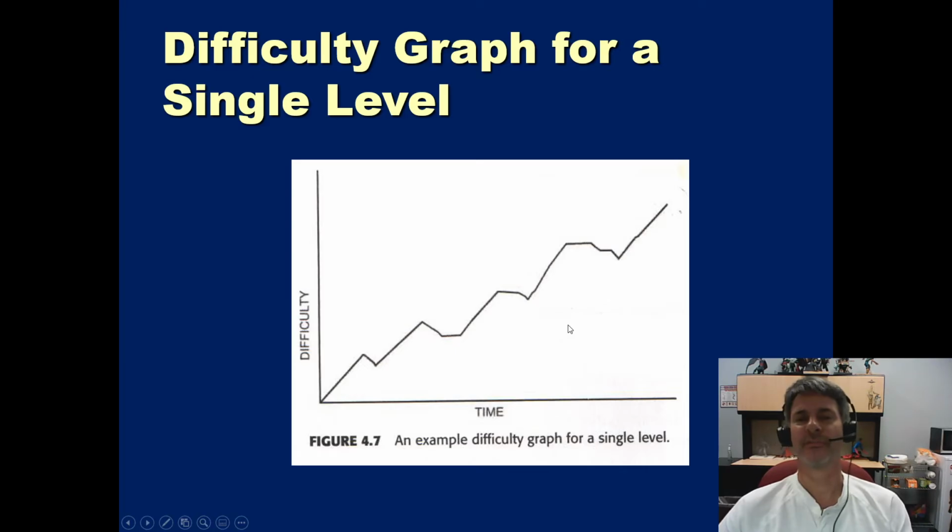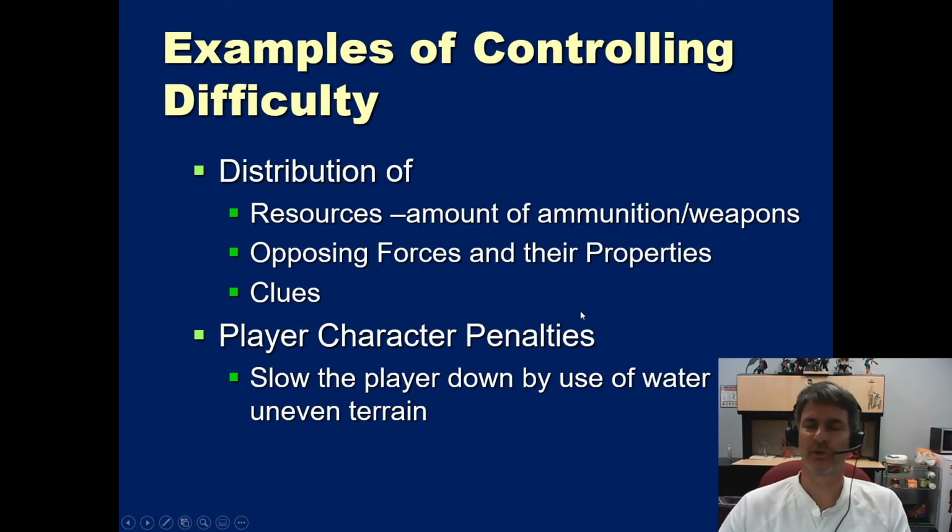Now, how do we control difficulty? Well, here's some examples of controlling difficulty. We can distribute resources. So we get to determine as the level designer how much and where is the ammunition and the weapons, pickups, and things like that, right? And we can also distribute opposing forces, the challenges, the enemies, and the obstacles and their properties. And then again, we can also determine how we are going to distribute clues to the player as well, and even puzzles and games and things like that within the level.